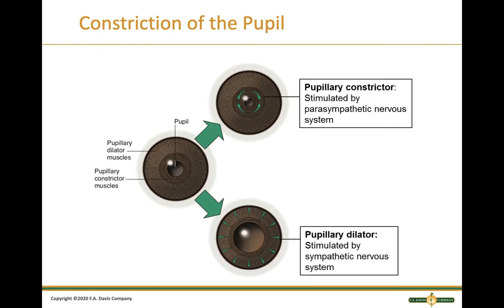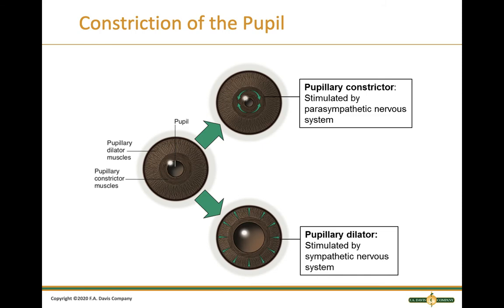Alright, next thing is the photopupillary reflex. So there are two different muscles that control the pupil. The pupillary constrictor is going to cause it to get smaller to let less light in. The pupillary dilator is going to make the pupil bigger to let more light in. So if you're out at night, you want more light to come in. The photopupillary reflex is activated when you see bright light.